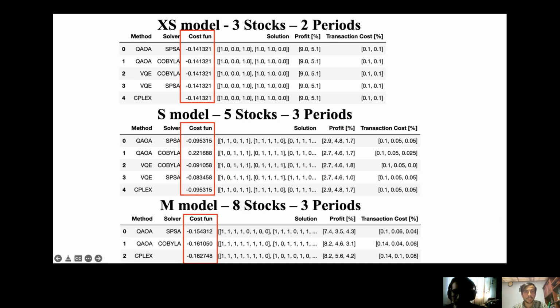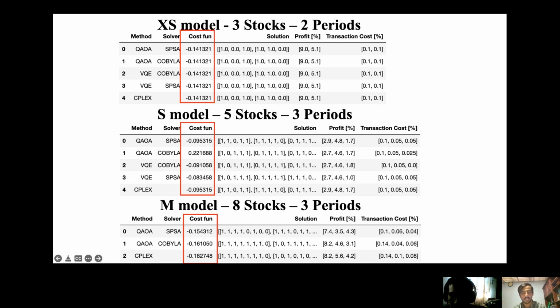For the 3 models, we can see the cost function here. That is the representation of whether we are coming to the optimal point, if we compare with CPLEX, which in this case is giving us the minimum. Then for the XS model, all of them come to the minimum. For the S model, some of them come, and it depends on the initial conditions, but we can go to that point of good results. And even if we increase the repetitions or the maximum iterations, we are going to get closer to the minimum point. In this case, QAOA and SPSA give me the good result.